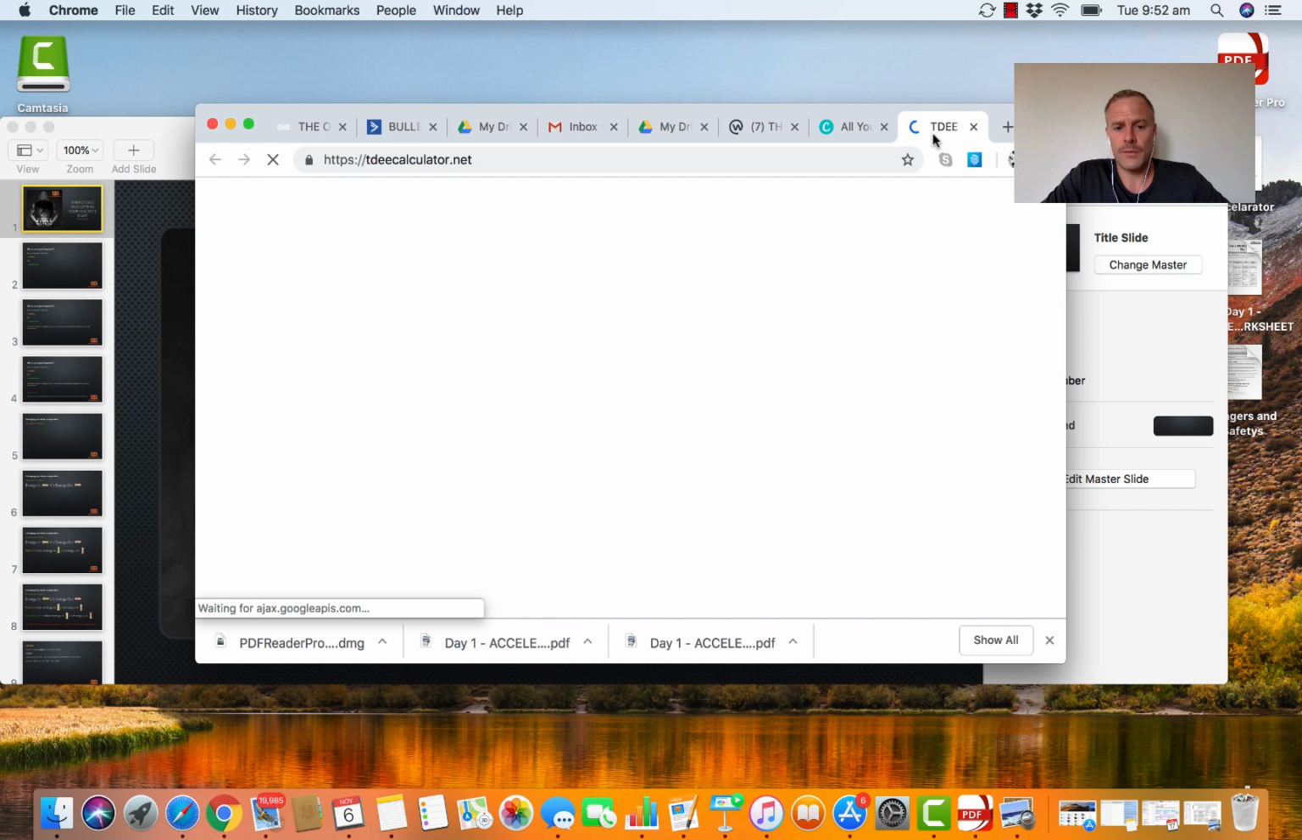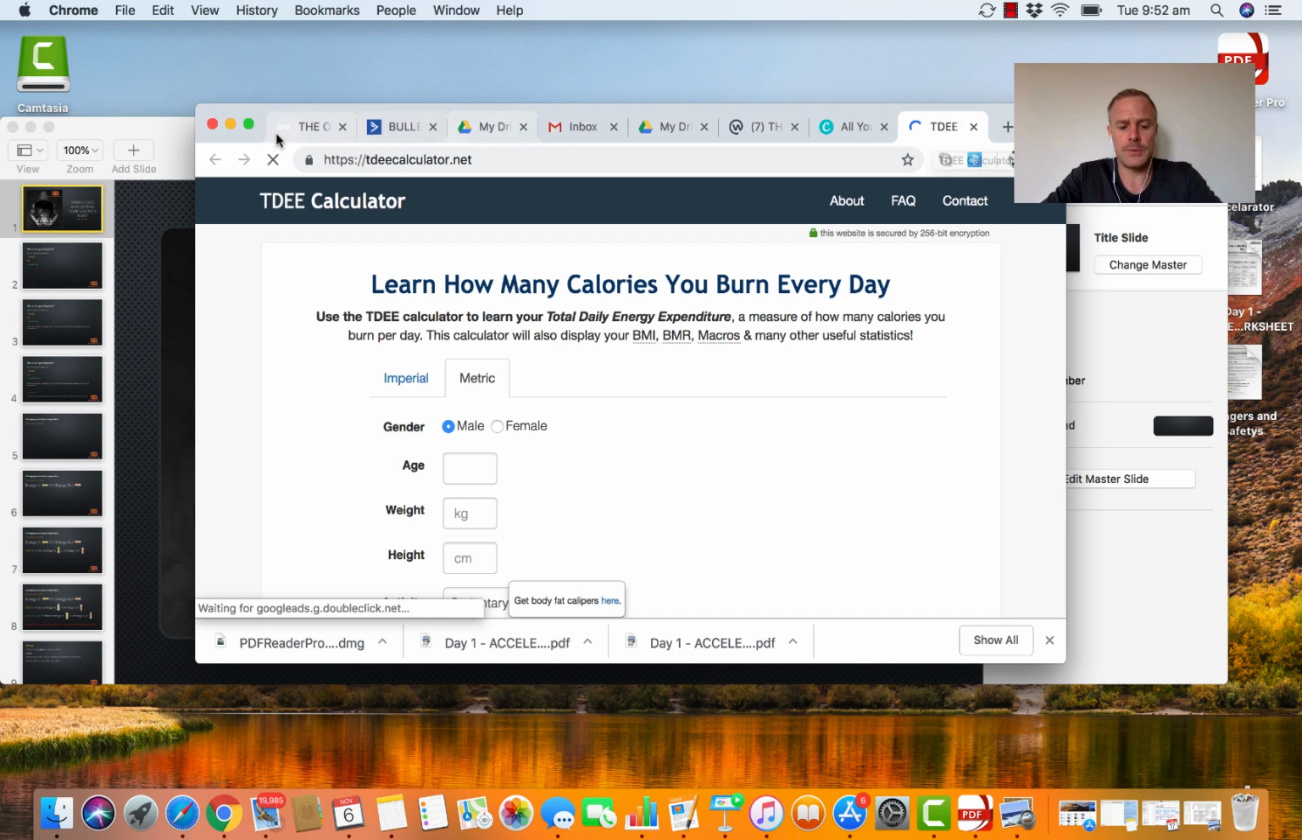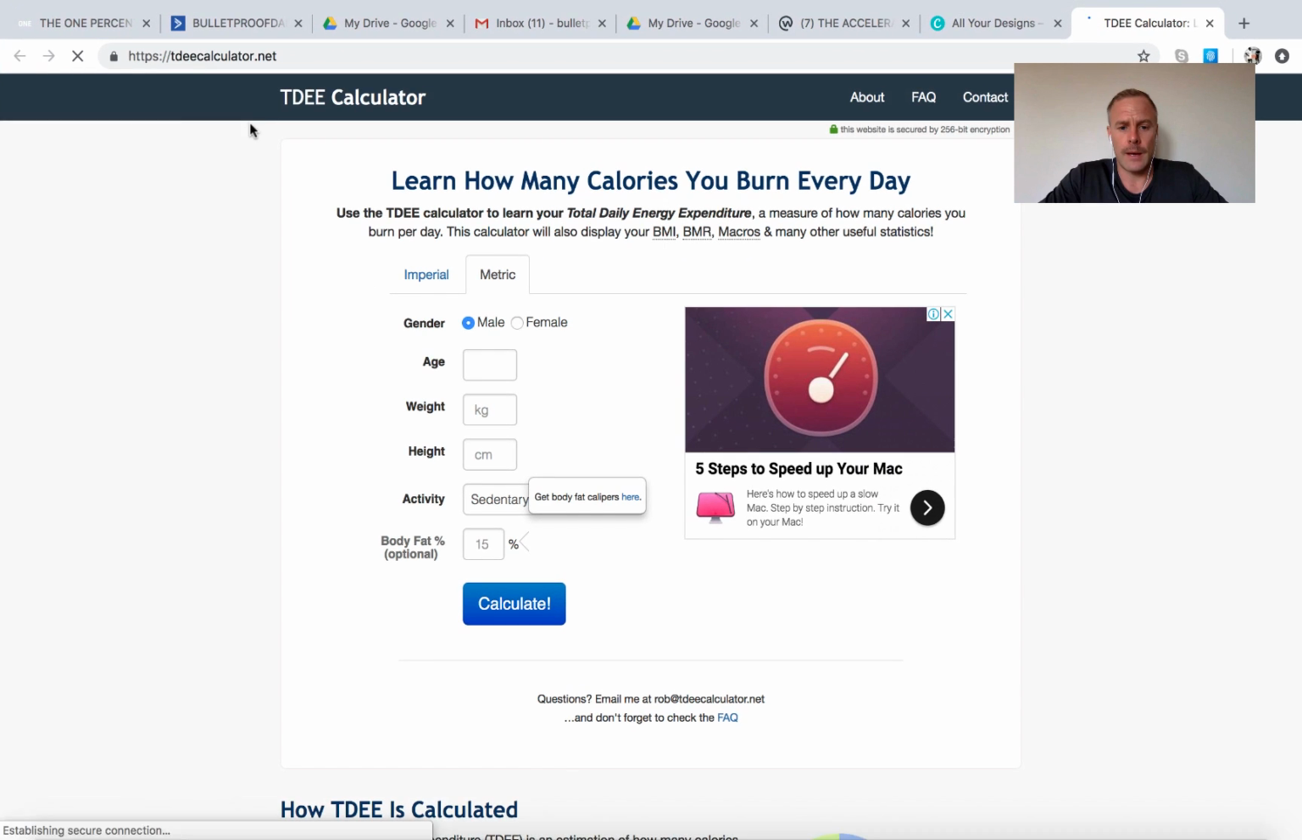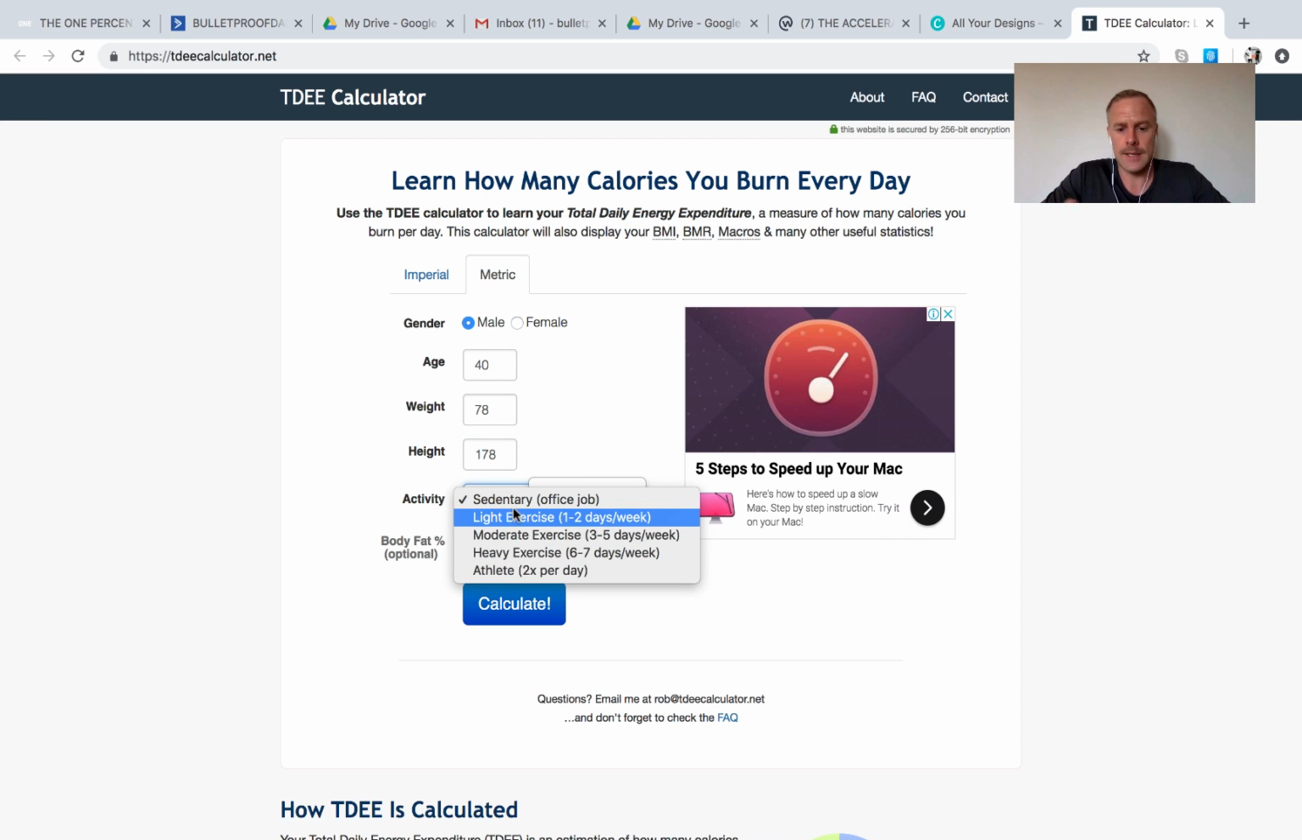I'm just going to bring that up for the full screen. So all I'm going to do here is put my age in, my weight, and my height. My activity level, I'm going to put moderate exercise, because I exercise between 3 to 5 days a week. I do 3 days full body training, and then the other 2 days I do mobility or walking. I'm going to put that in.